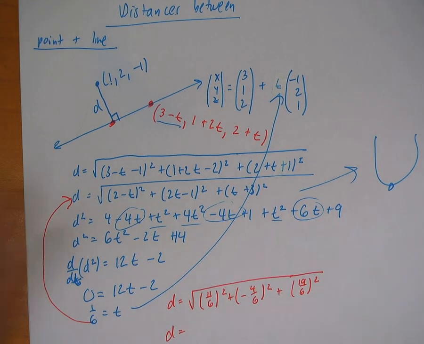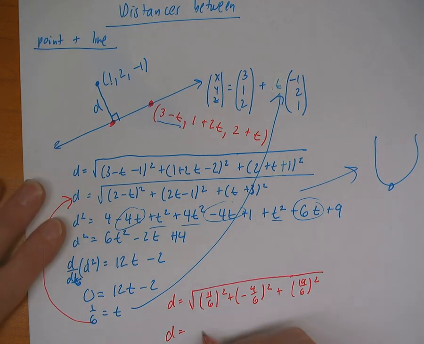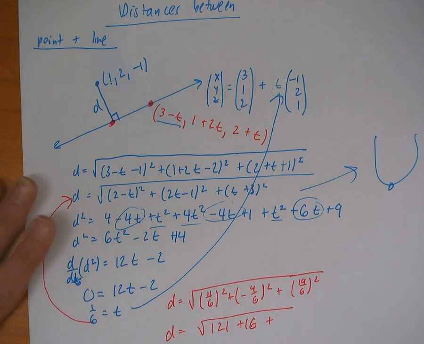So I'm going to have a common denominator of 6 when all is said and done. So I'm just going to work out the numerator here. So I'll have 121 plus 16 plus whatever 19 squared is. That is not one I know off the top of my head. Some of you probably do.